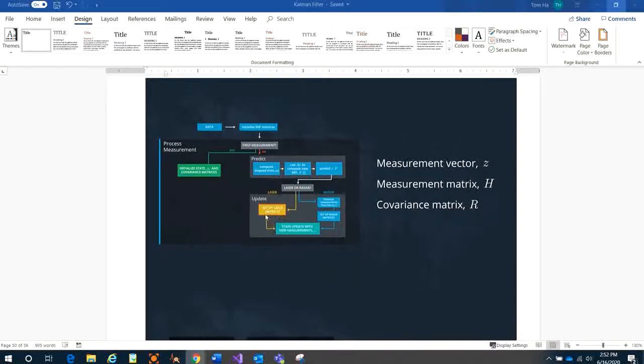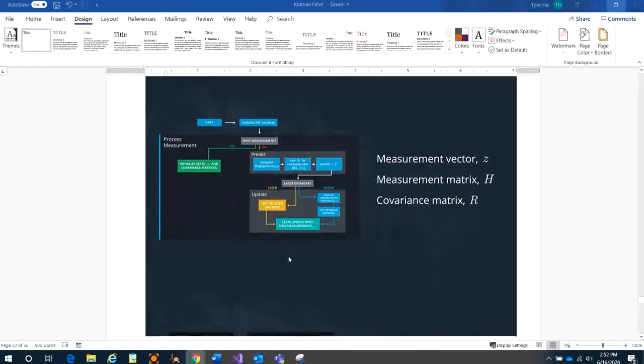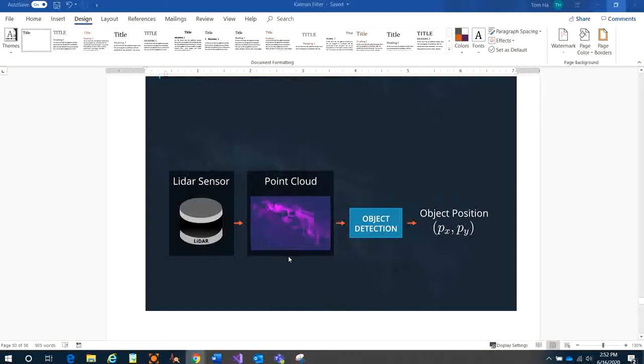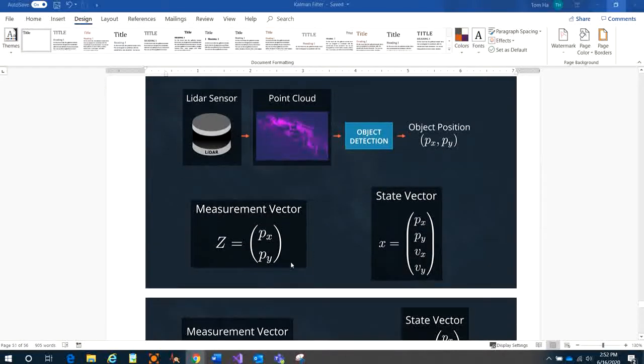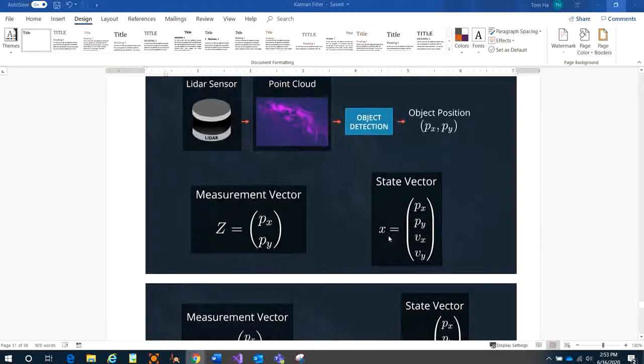We update the measurement by the laser first, right? So how is the laser data applied in this case? You see the LiDAR sensor has a point cloud, and from the point cloud you can use object detection. I will cover that in a different topic, point cloud detection and segmentation. And we get the object position PX and PY, right? After that we have the measurement vector Z. We already have PX, PY. Remember, we are in the measurement update. We got the Z right here, PX, PY. And the state vector has PX, PY and VX, VY. PX, PY, remember, people call the observable, and VX, VY is the hidden, right?